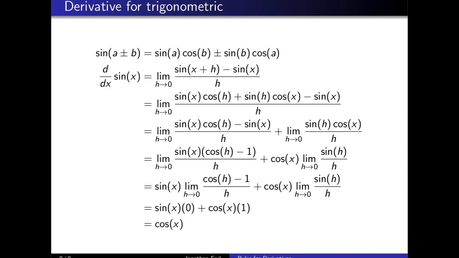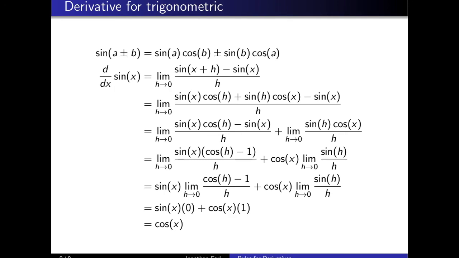So when we take our limit definition for sine of x, we get the limit as h goes to 0 of sine of x plus h minus sine of x, all divided by h. And then we'll use this relation for sine of x plus h to expand things out a bit. So we get sine of x times cosine of h plus sine of h cosine of x minus sine of x, and it's all divided by an h.